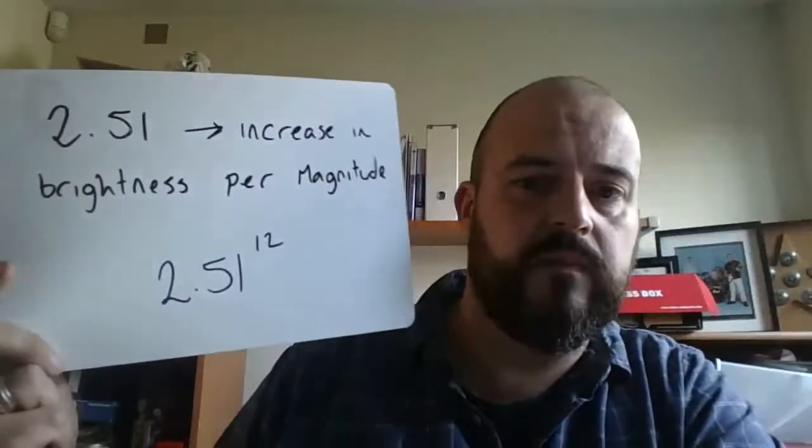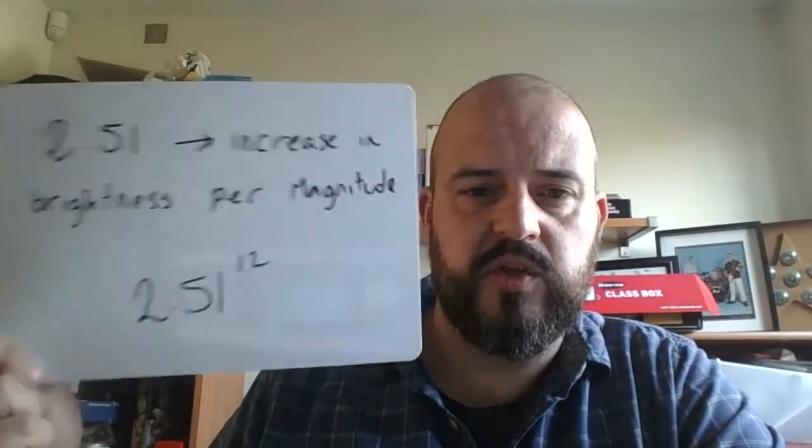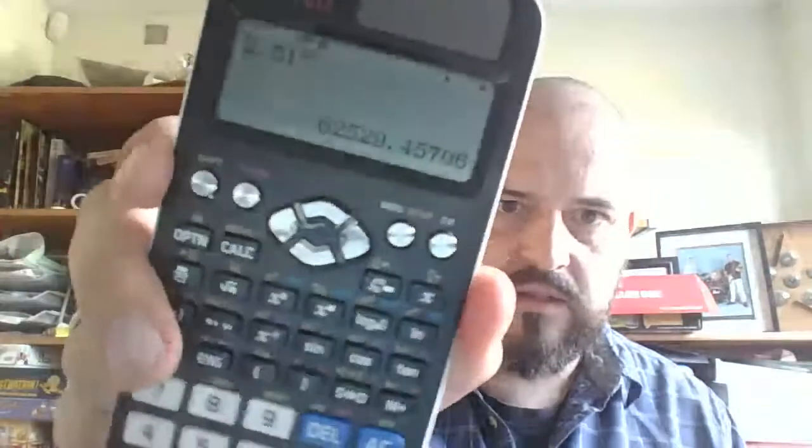So what I need to do, because I've got a change of 12 here from -2 right up to 10, I need to do 2.51 to the power 12. And when I do 2.51 to the power 12, calculator, 2.51 to the power 12, I get, I can't read it because it's backwards, 62,500 and something. So let me just make a note of that. You could do this with me if you want. So that's 2.51 to the 12.